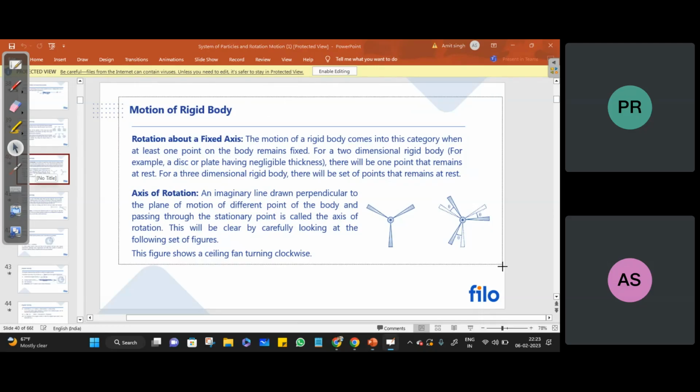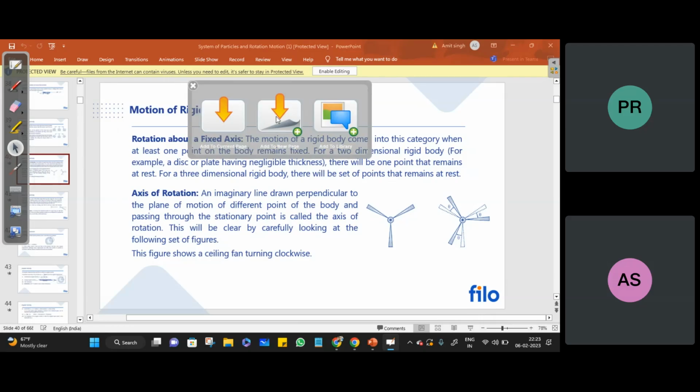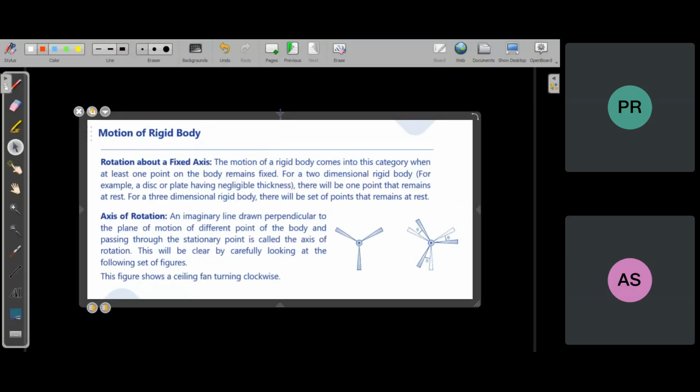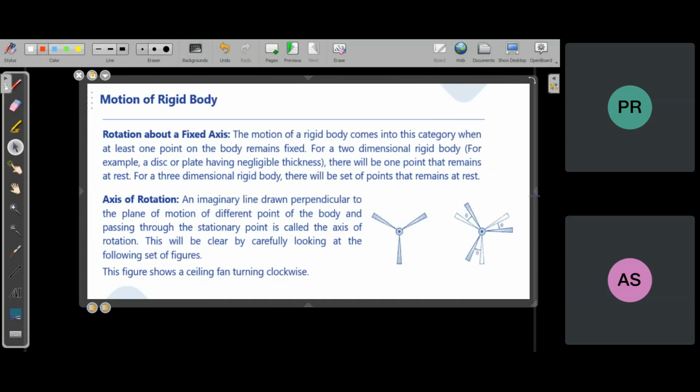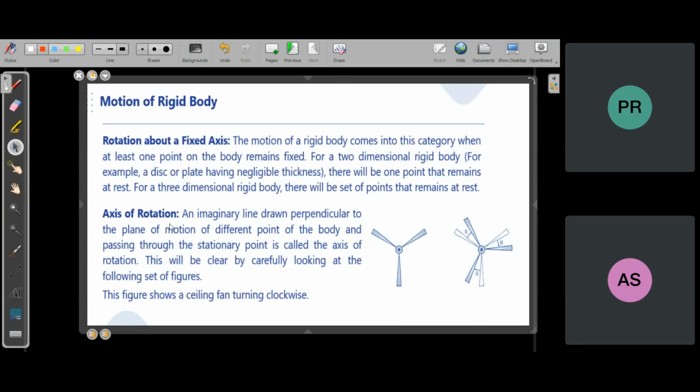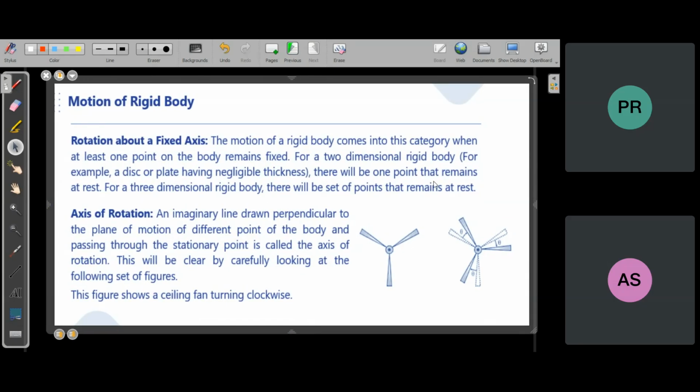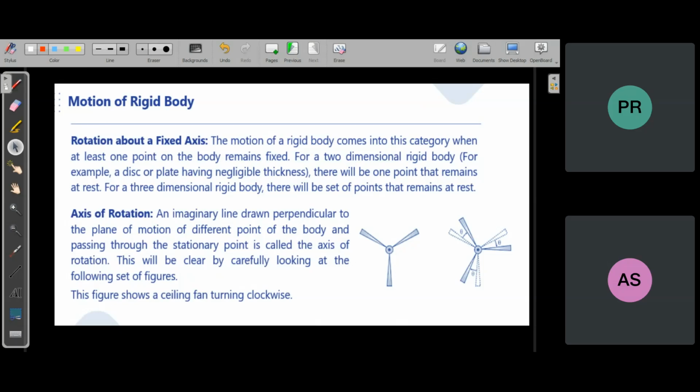Okay, so now here you can see motion of a rigid body. In the first case we are talking about pure rotational motion, and it is the rotational motion about a fixed axis. For example, your ceiling fan.